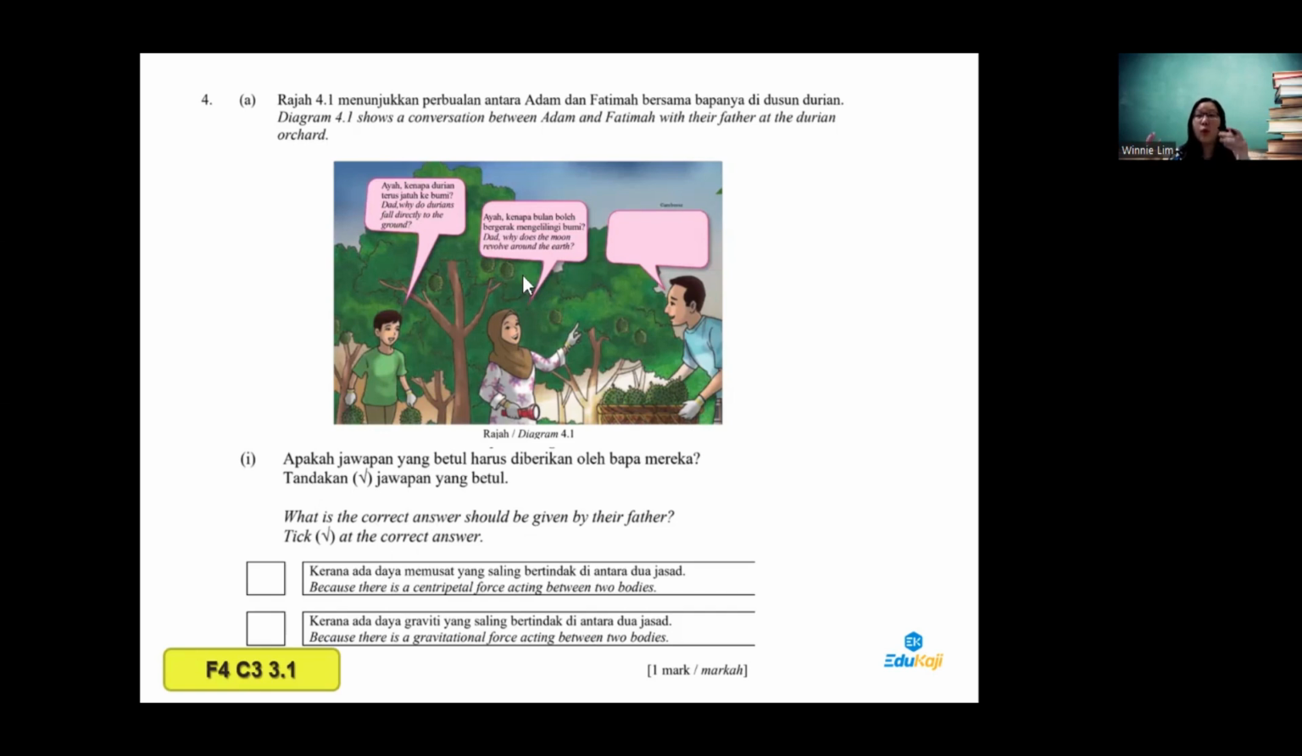As you all know, there is always a force. This is actually the gravitational force acting between 2 bodies. Remember, the force is directly proportional to the product of the 2 masses, and the force is inversely proportional to the square of the distance between the 2 objects from their centers. Correct? Hence you have the universal gravitational force, F = Gm1m2/R². So this is what it means. That's why the answer should be the second one.